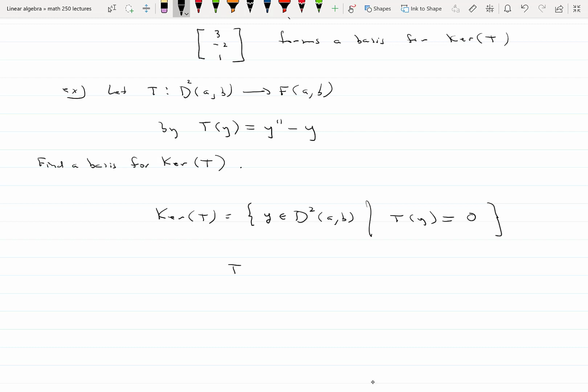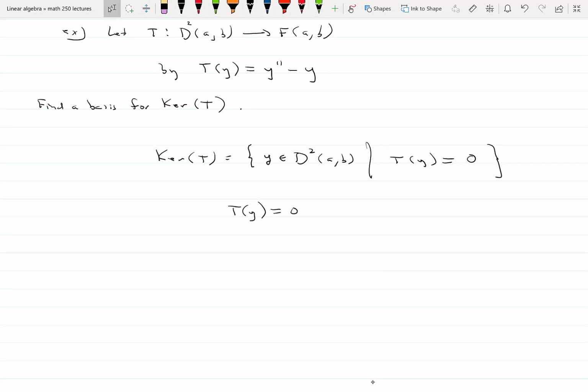Well, let's be much more specific. What does T of y equals 0 mean? T of y equals 0 means y double prime minus y equals 0. So in this case, finding a basis for the kernel doesn't reduce to solving a system of equations. It reduces to solving a second order differential equation. We did this in section 4.2.